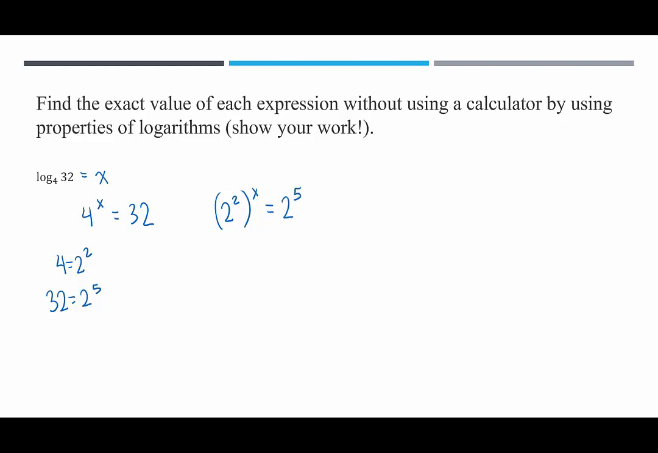On the left-hand side, I have 2 squared to the x. That's the power to a power where I multiply the powers. We get 2 to the 2x is equal to 2 to the 5th. And now that we have the same base, and it's an equation, I know that the exponents must also equal each other. So I can say 2x is equal to 5, therefore x is equal to 5 over 2. So when it's all said and done, log base 4 of 32 is equal to 5 over 2.